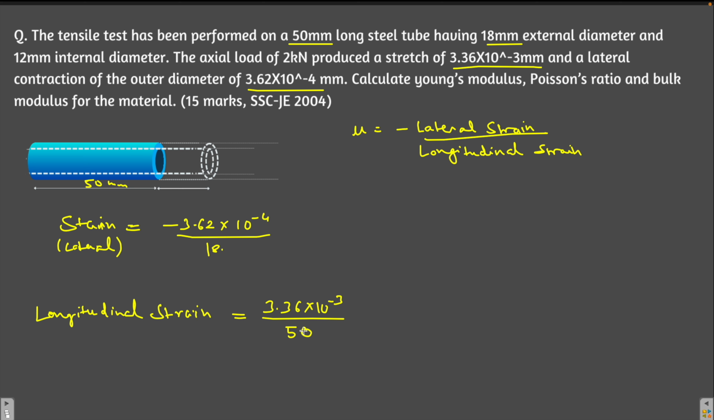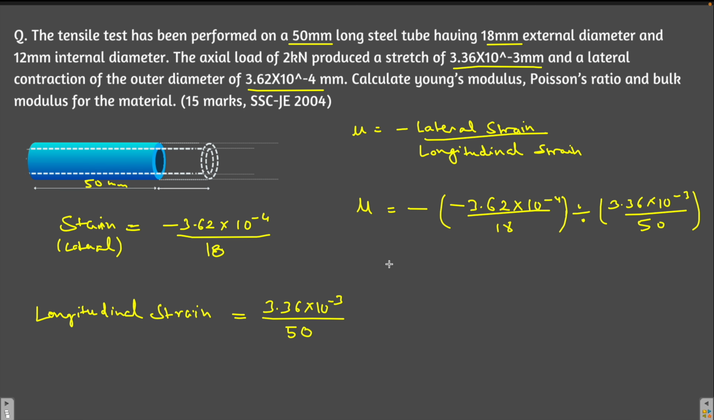We'll put these values and find the value of Poisson's ratio. So Poisson's ratio is negative of lateral strain. Lateral strain is again negative, so it will become positive. So minus 3.62 into 10 to the power minus 4 by 18, whole divided by 3.36 into 10 to the power minus 3 by 50.